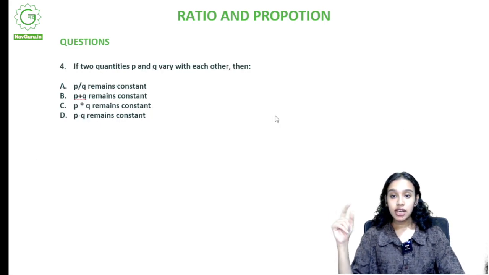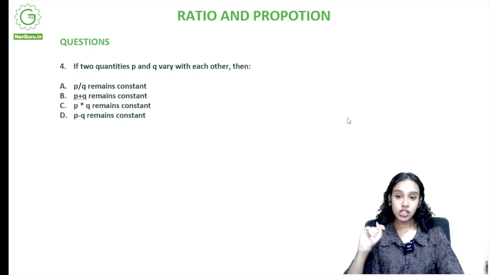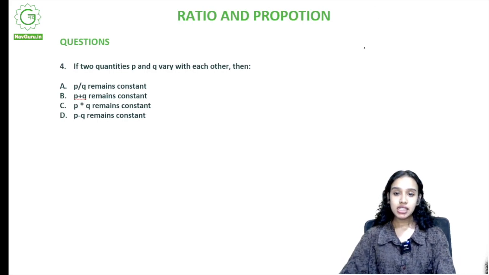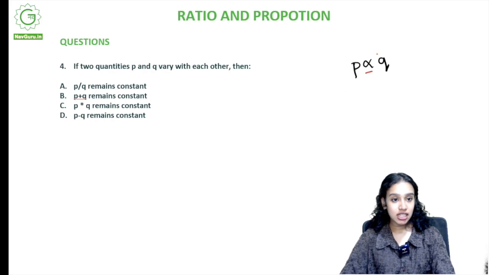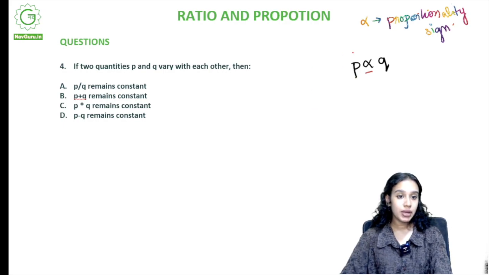Now, if two quantities p and q vary with each other, then, so basically this question might have two answers. Why? Because if p and q are directly proportional to each other, so basically this sign is called the proportionality sign. So, what does this mean? This means that P increases when Q is also increasing.